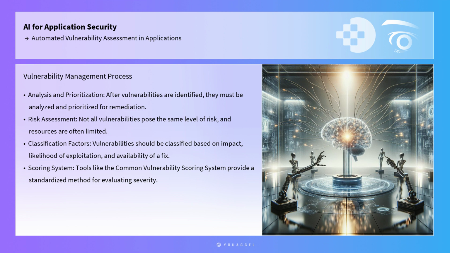After vulnerabilities are identified, they must be analyzed and prioritized for remediation. Not all vulnerabilities pose the same level of risk, and resources are often limited. Therefore, vulnerabilities should be classified based on factors such as their potential impact, the likelihood of exploitation, and the availability of a fix. Tools like the Common Vulnerability Scoring System can assist in this process by providing a standardized method for evaluating the severity of vulnerabilities.